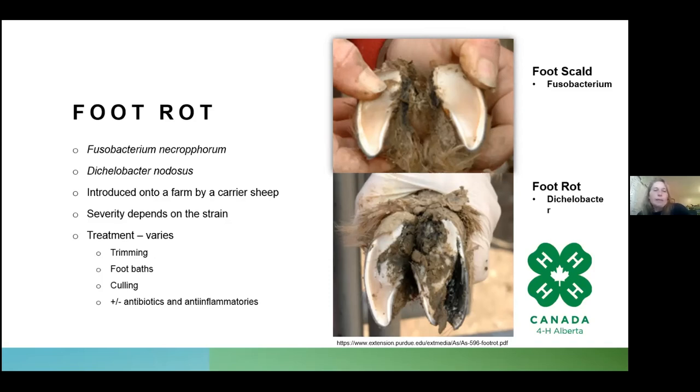And there are some antibiotics that are licensed in sheep, and anti-inflammatories, which I mostly use for the pain. And again, Metacam would be a good choice as well. And again, it is licensed for use in sheep.